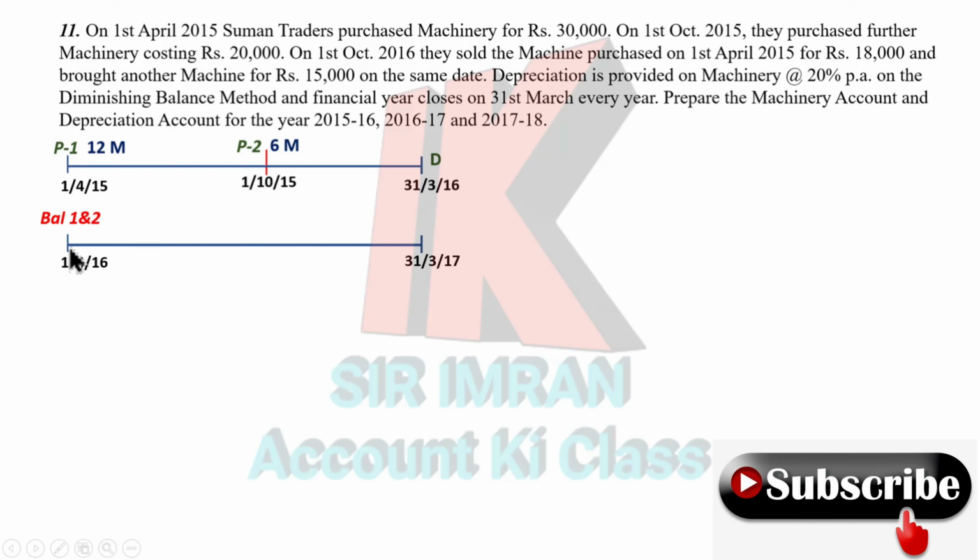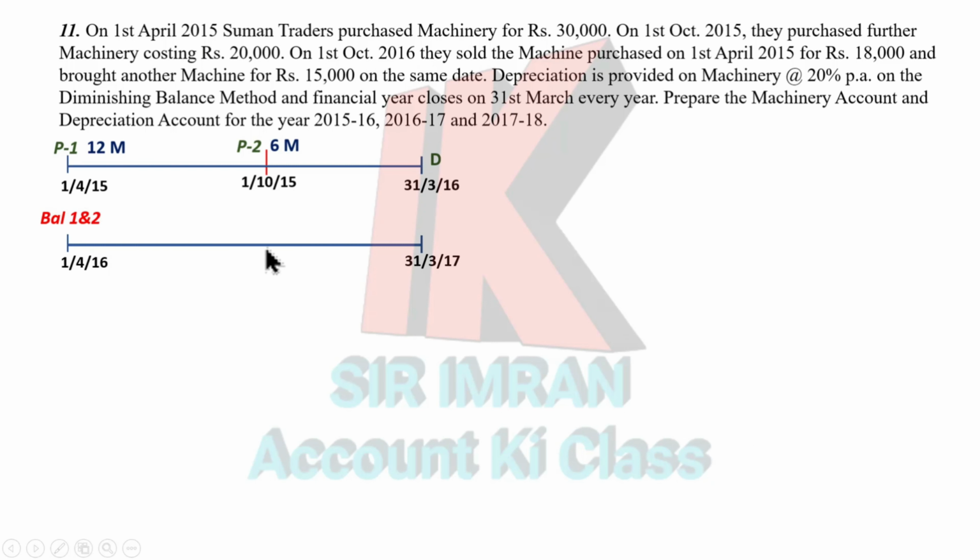Now we have to check our next date. Our next date is 1st October 16. It is coming in this year only, student. Right? October 16. April, May, June, July, August, September, October, somewhere here. So what happened on 1st October 16? They had done two entries.